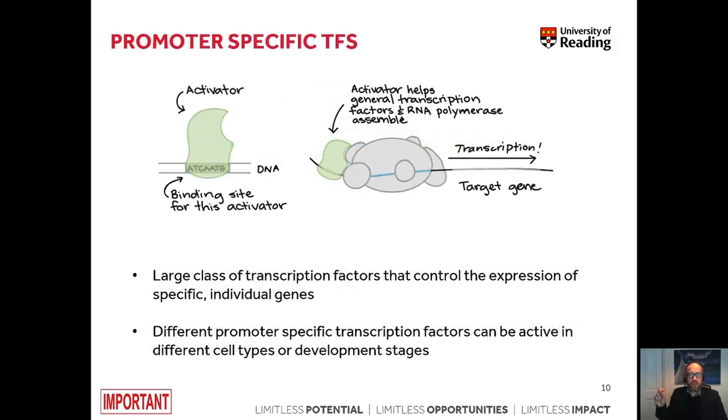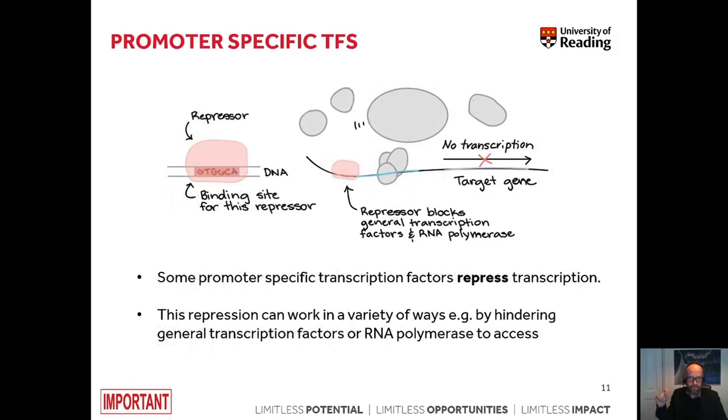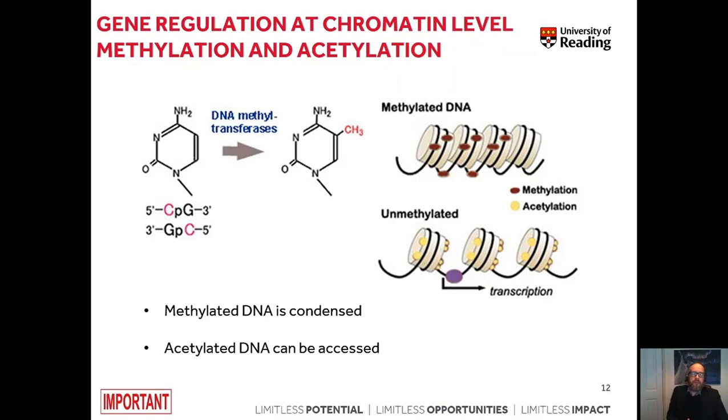In contrast, promoter-specific transcription factors control the expression of individual genes. Different promoter-specific transcription factors can be active in different cell types or developmental stages, or after pharmacological intervention, or during a disease. So those guys help general transcription factors and RNA polymerase to assemble and start the process of transcription. Some promoter-specific transcription factors can actually influence the transcription negatively because they bind to silencers. They can work in a variety of ways, for example, by hindering general transcription factors or RNA polymerase to access the gene.